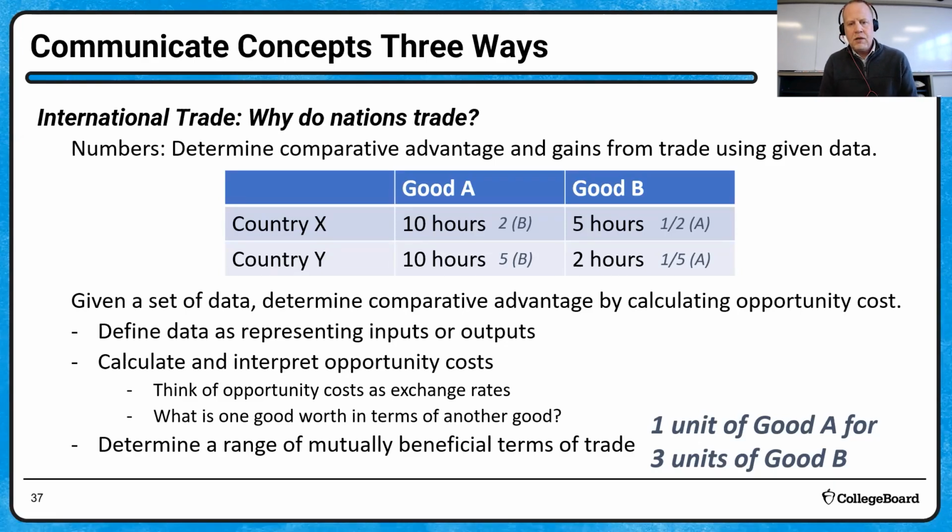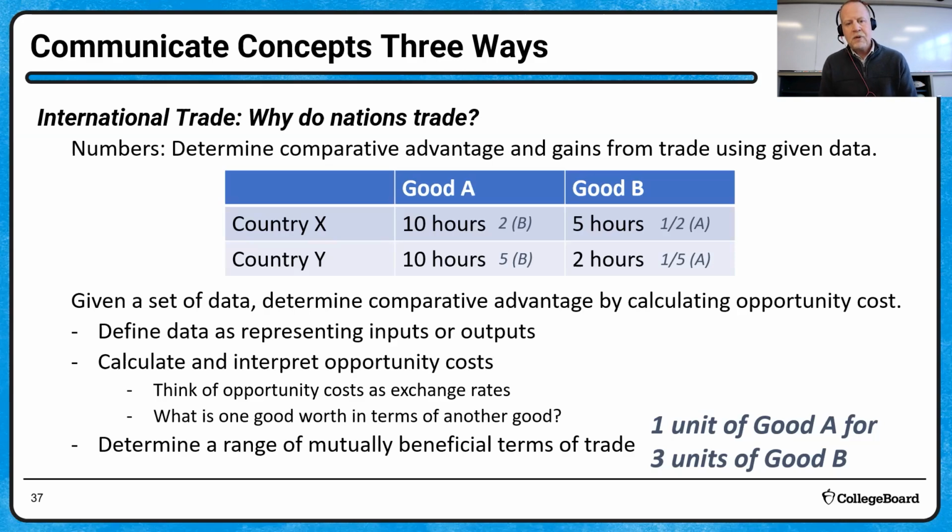Now, it doesn't have to be 3. It could be 2.5. It could be 3.54. You get the point. But the reason that's beneficial, again, back up to the concept of exchange rates. If country X on their own wanted to acquire another unit of good A, they have to give up 2 units of B. Or if they gave up a unit of good A, they would only acquire 2 units of good B. But through trade, in these terms of trade, they can give up a unit of good A and acquire 3 units of good B, something they're not capable of doing on their own. That's what makes it beneficial.